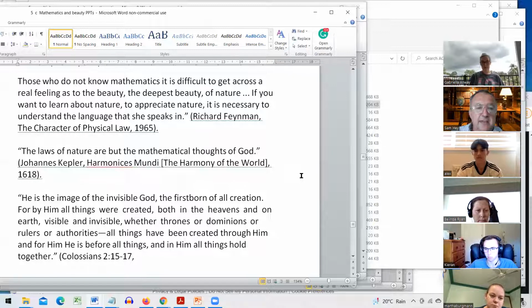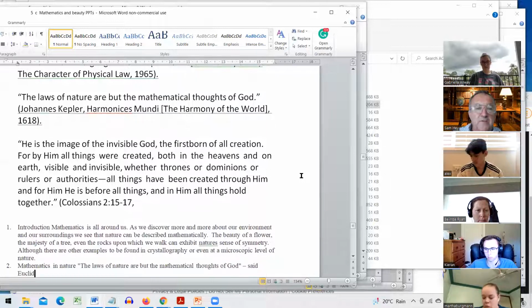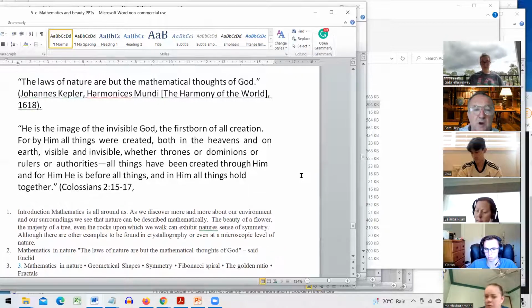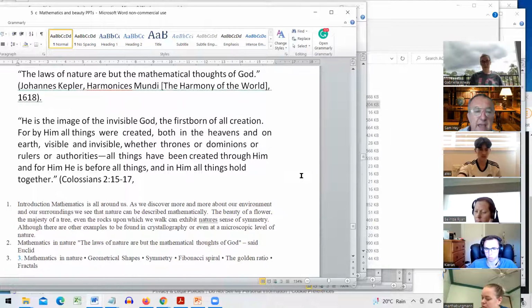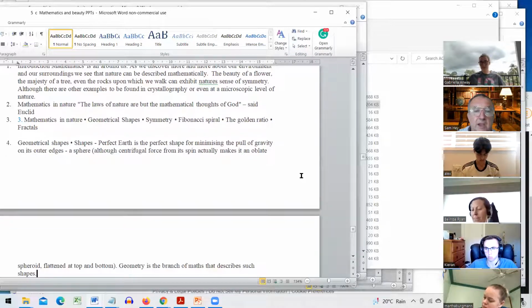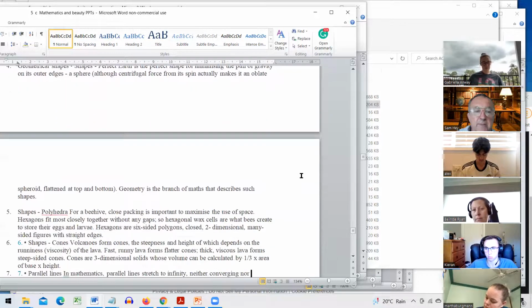Kepler said, "The laws of nature are but the mathematical thoughts of God." And it was exciting for Kepler to explore those and find answers to those. Colossians says, "Jesus is the image of the invisible God, the firstborn of all creation, and all things are created by him." So as we've said in these two classes, maths is all around us. It's in the natural world. It's there even when we're not writing down these math symbols, it's still there. We've got examples like the Fibonacci spiral and the golden ratio. We've got examples in geometry.